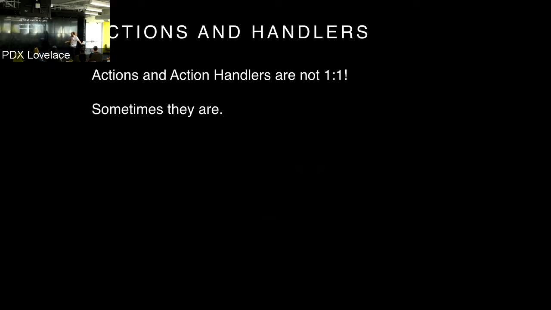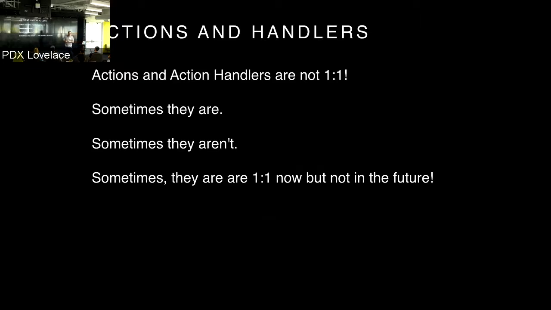Sometimes they are one-to-one. Sometimes you'll have an action and it only has, in one of your sub-reducers, a single consumer. That's fine, but sometimes they aren't. And sometimes they are now, but later they're not going to be. And when you don't prepare for that sort of pattern, your code can grow in all sorts of unwieldy ways.